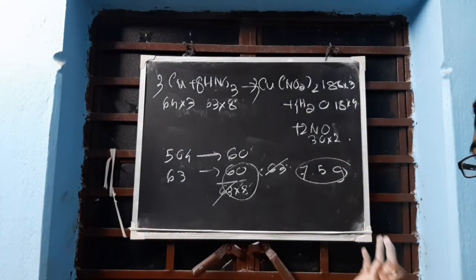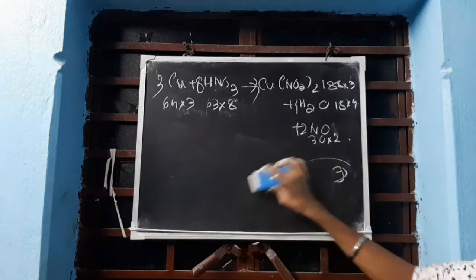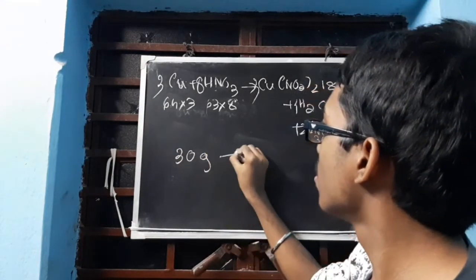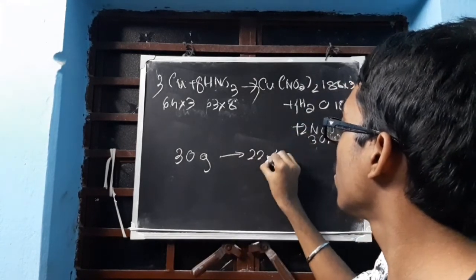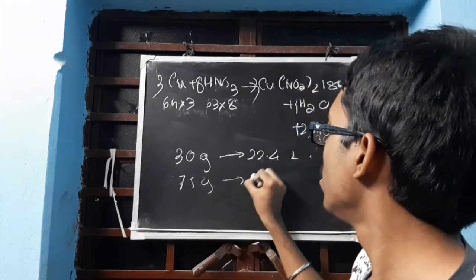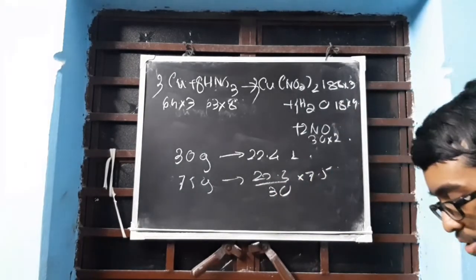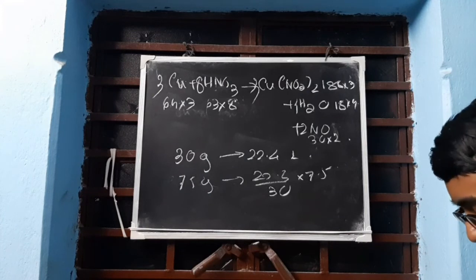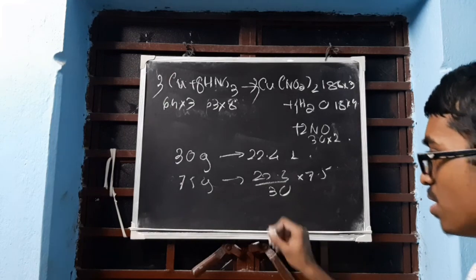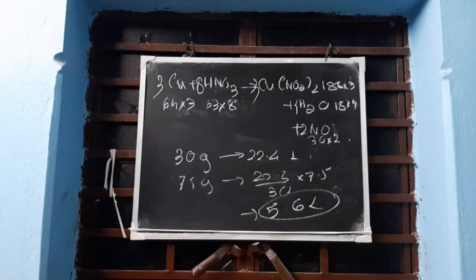This is 7.5 gram produced. Now this 7.5 gram is going to occupy how much volume? That we are going to calculate. 30 gram, which is the molar mass, will occupy 22.4. So 7.5 gram will occupy 22.4 divided by 30 into 7.5. What is the value? 22.4 into 7.5 divided by 30. Answer is what? 5.6 liter. Clear?